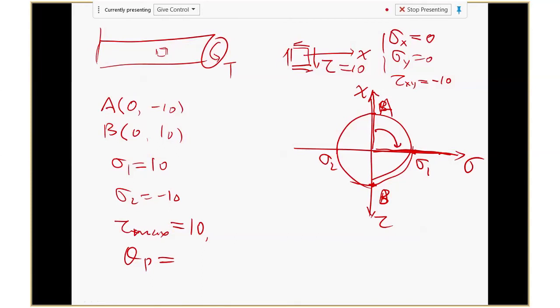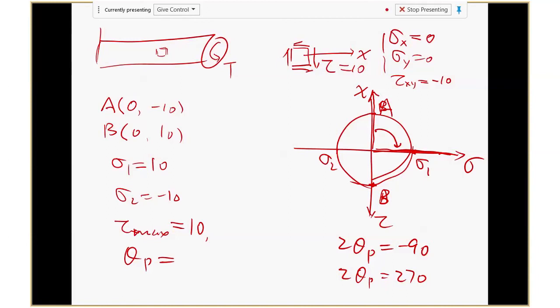You rotate negative 90, right? So your 2 theta p equals negative 90. Now what's theta p? Negative 45. You'll say, no, I don't think 2 theta p should be that. I should read 2 theta p should be equal to 270. Is that correct? Yeah, 2 theta p should be 270.